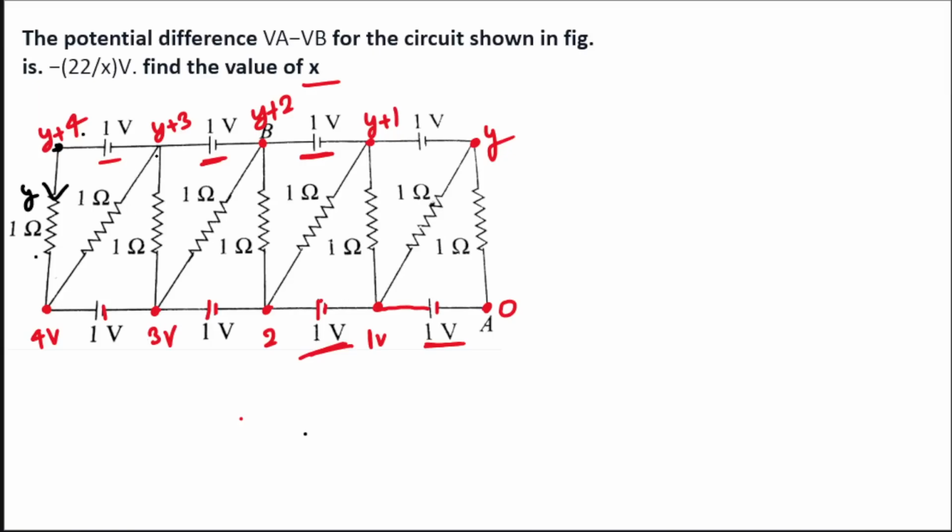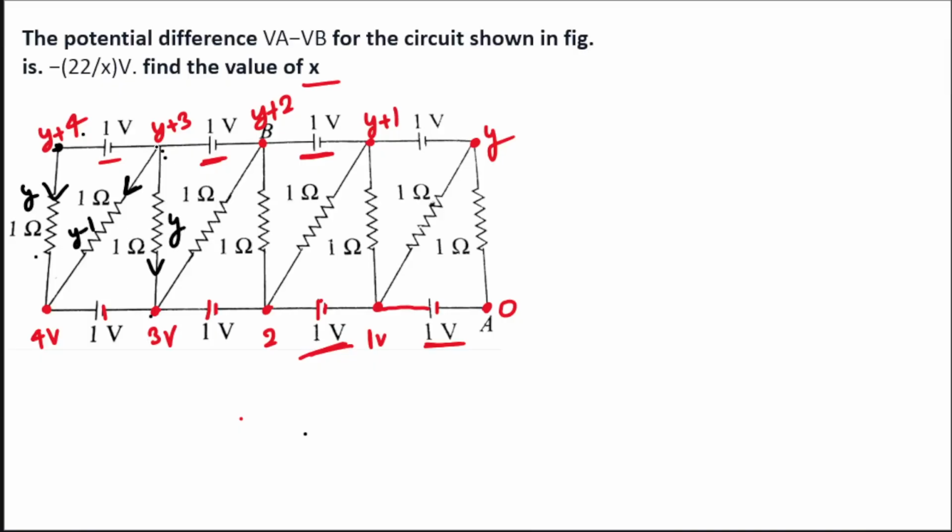Now, if you check what will be the current in this arm. Let's say y plus 3 is greater than 4, so the current will be in this direction. And the current value will be how much? y plus 3 minus 4, that is y minus 1. And y minus 1 by 1 will give you y minus 1. Okay? And what will be the current in this branch? Here also the potential difference is y and the resistance is 1, so the current will be y.